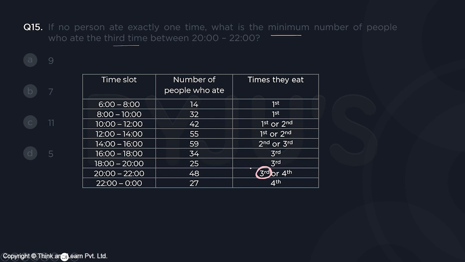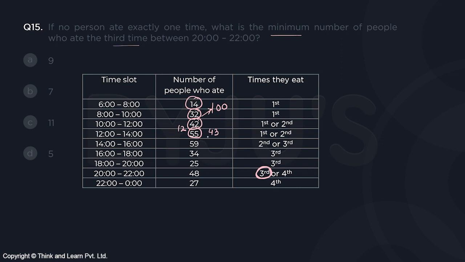Let's try that. So once again, let us assume that all 100 people have eaten for the first time. That means 14 plus 32 plus 42 plus 12 from these makes it 100. So people eating for the second time should also be 100, right? So I would be left with 43 people from here. And let us say all of these 59 eat for the second time.